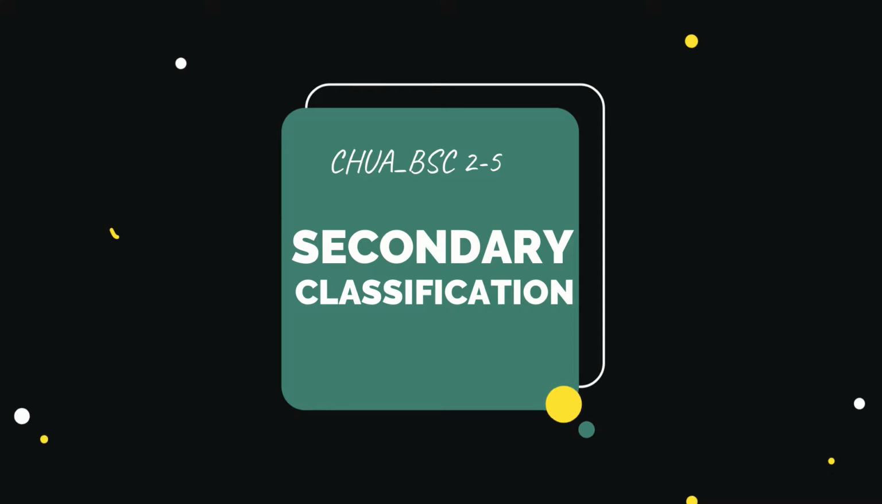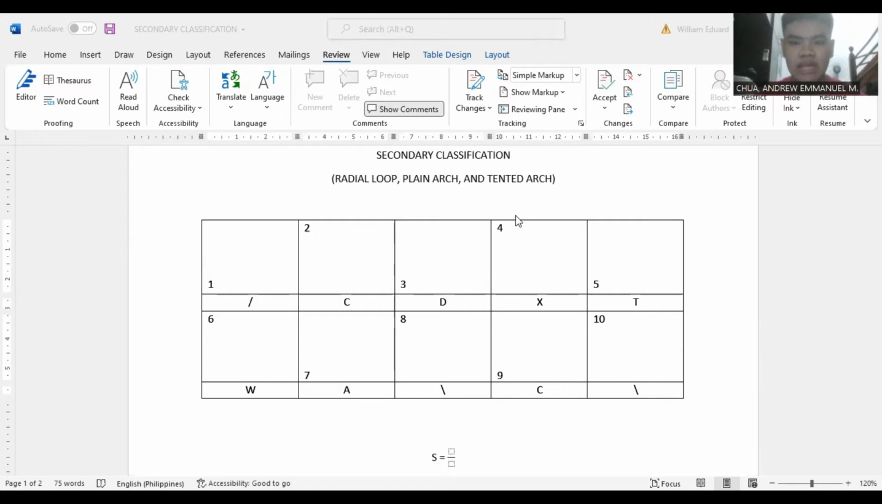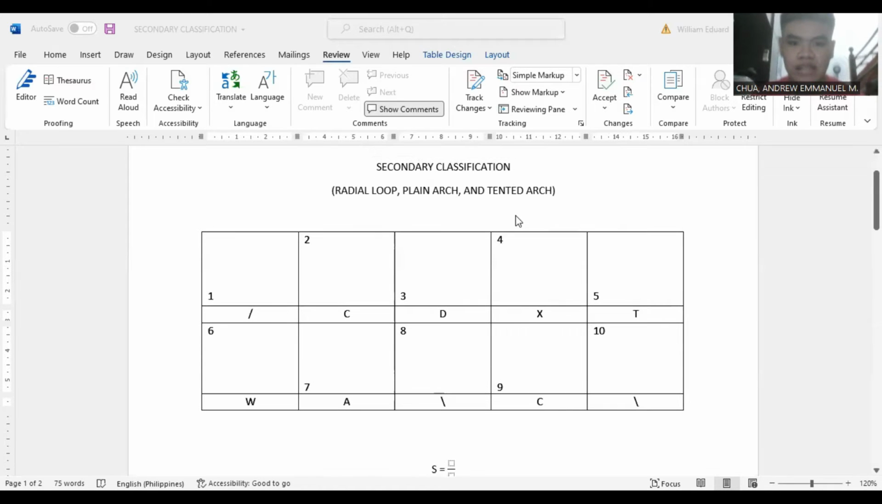Good day, I will discuss now the secondary classification, in which we will only find the radial loop, plain arc, and tented arc in the pattern. In fingers 1 to 5, we have the right hand, and in fingers 6 to 10, we have the left hand. Now, we are only going to determine the meaning or symbol of this pattern.